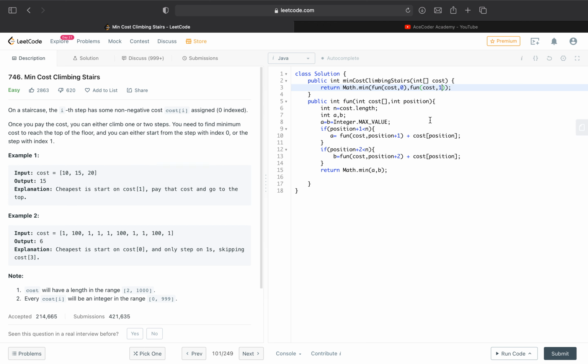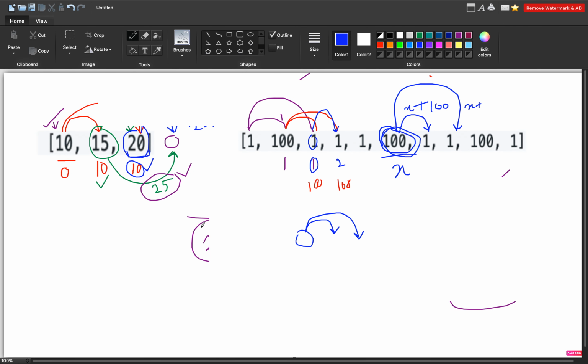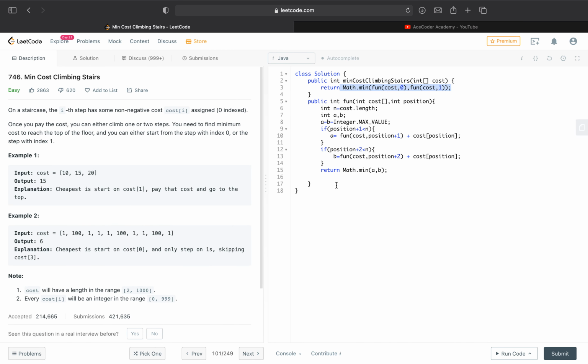Basically we are starting from 1. Let me tell you what I have done. In the first case we started from 0, and in the second case we started from 1. In the case we started from 0, the minimum answer was 25. In the case we started from the first index, the answer was 15. So we have to take the minimum of them. I think the code should work.